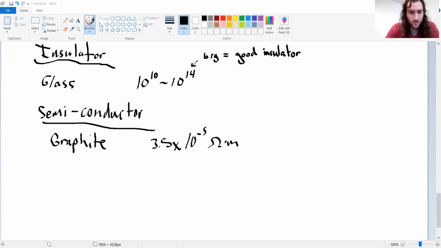Okay, so graphite, 3.5 times 10 to the minus 5. They give pure germanium 0.60 and pure silicon 2,300. Okay, so semiconductors range. There's a large range. They're kind of the ones that are in between conductor and insulator, right? So they can have a huge range of values there. And in some cases, the resistivity will change on those materials.